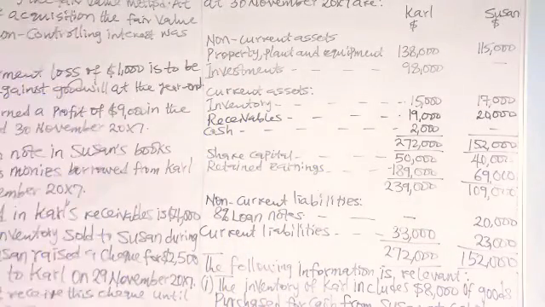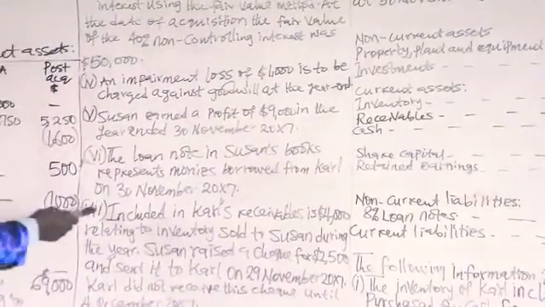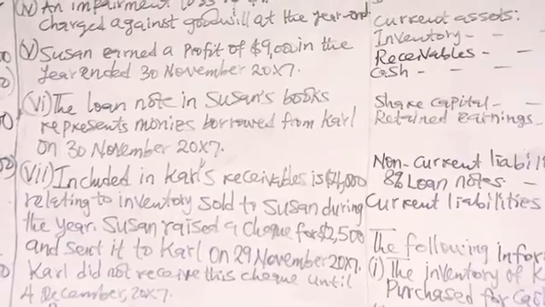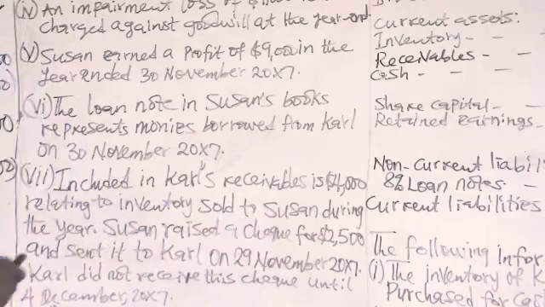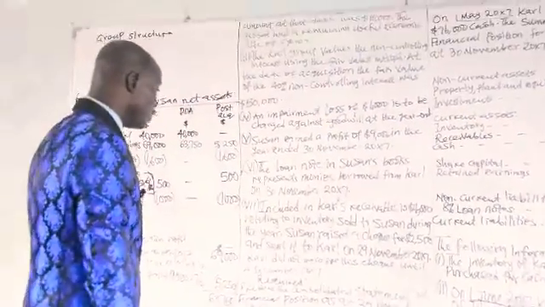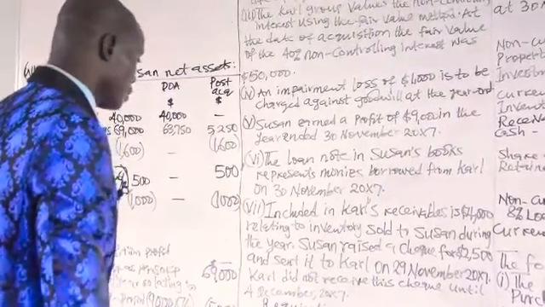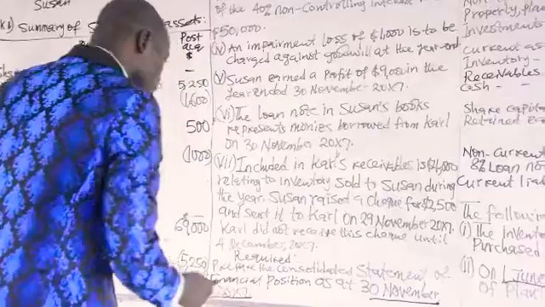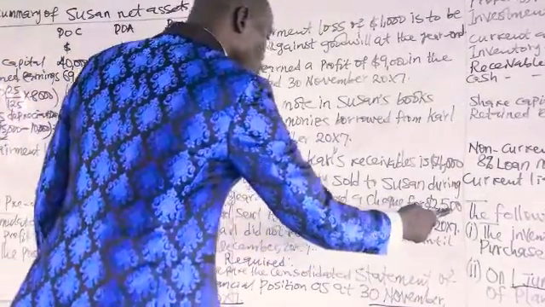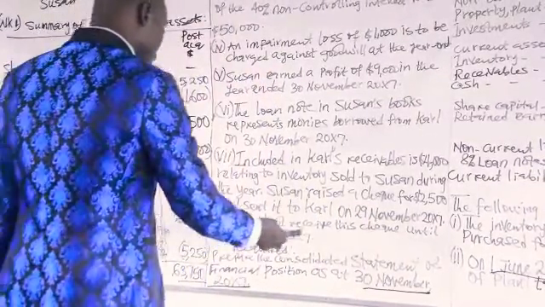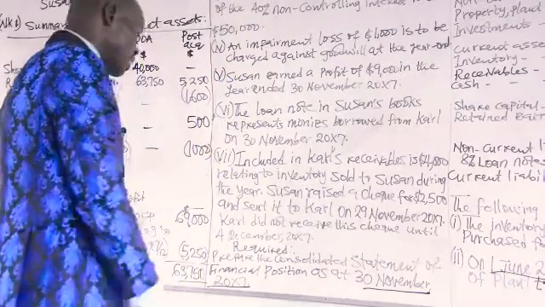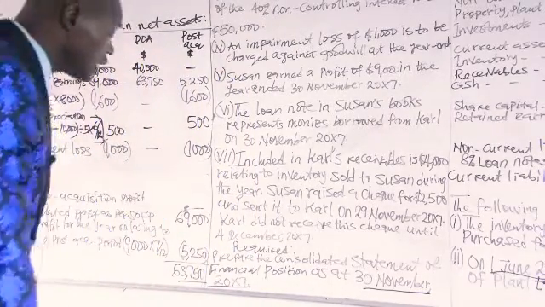Now, note 7. Included in Carl's receivables is $4,000 relating to inventory sold to Suzanne during the year. I've told you that intergroup receivables should be eliminated from the consolidated receivables. At the same time, it will be eliminated from the consolidated payables. Now, Suzanne raised a check for $2,500 and sent it to Carl on 29th of November 20x7. Carl did not receive the check until 4th of December 20x7. So that is to show that there is a check in transit.